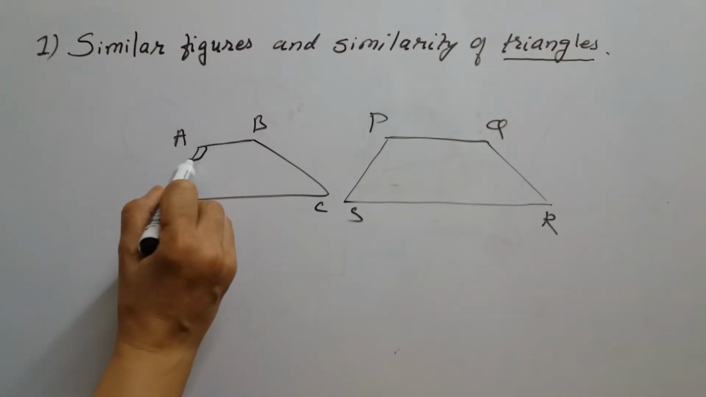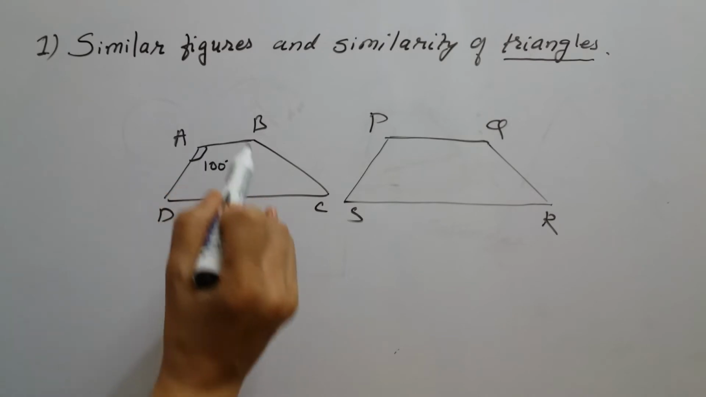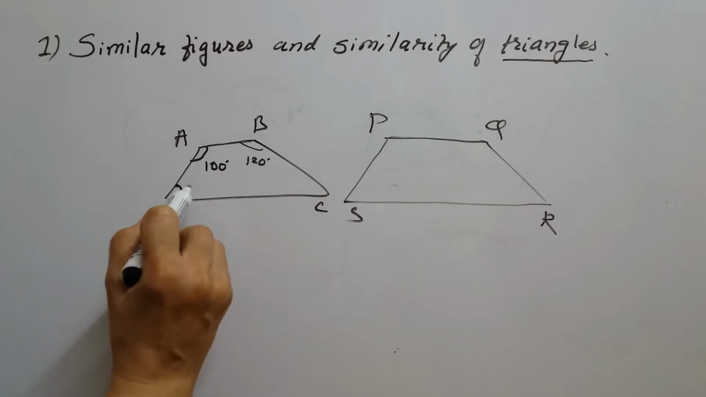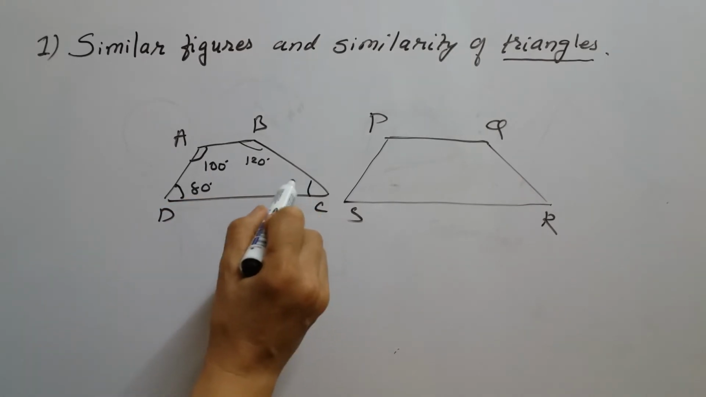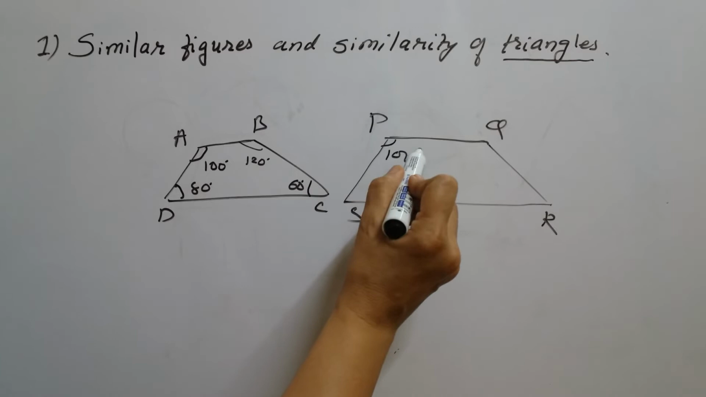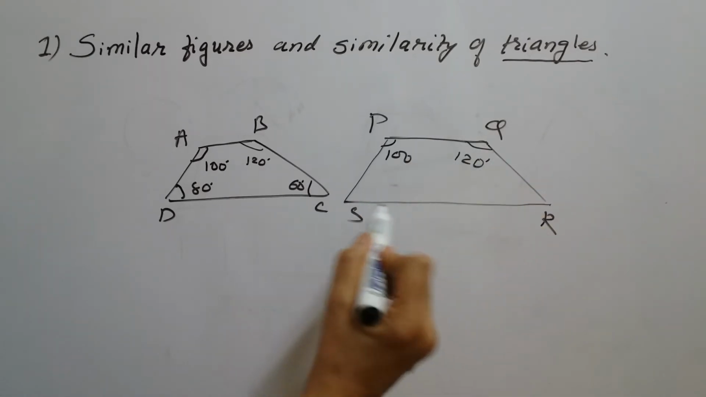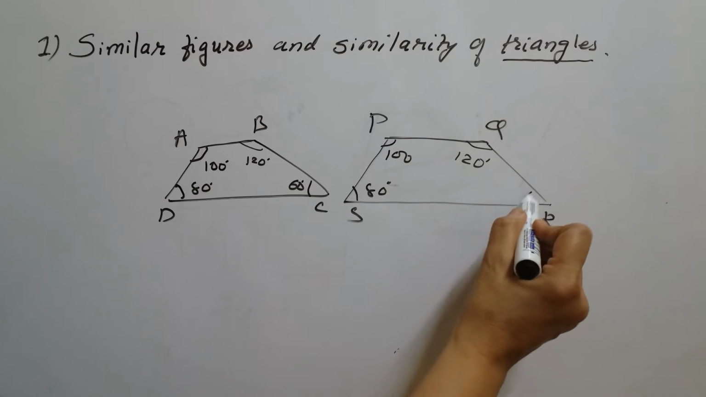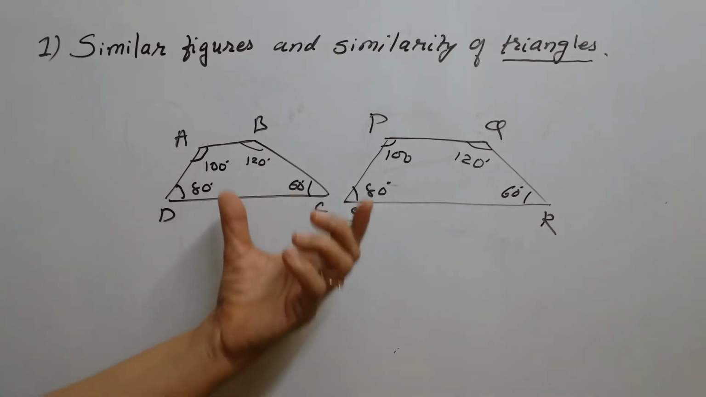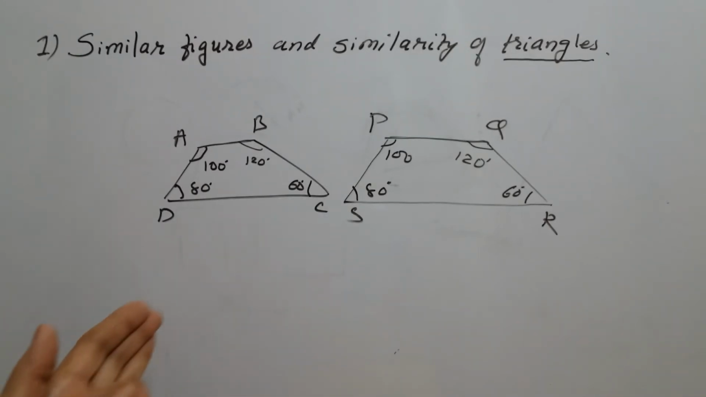Okay, if I say angle A is equal to 100 degrees, angle B is equal to 120 degrees, angle D is equal to 80 degrees, angle C is equal to 60 degrees. If angle P is 100 degrees, angle Q is 120 degrees, angle S is 80 degrees and angle R is 60 degrees. If the corresponding angles are equal in two polygons, here we have taken an example of a quadrilateral, then I can say that ABCD and PQRS are similar. Okay, they will maintain the same shape only if their angular measures are the same.